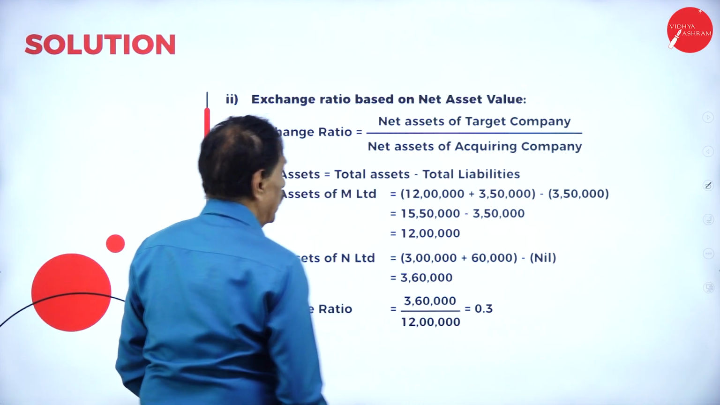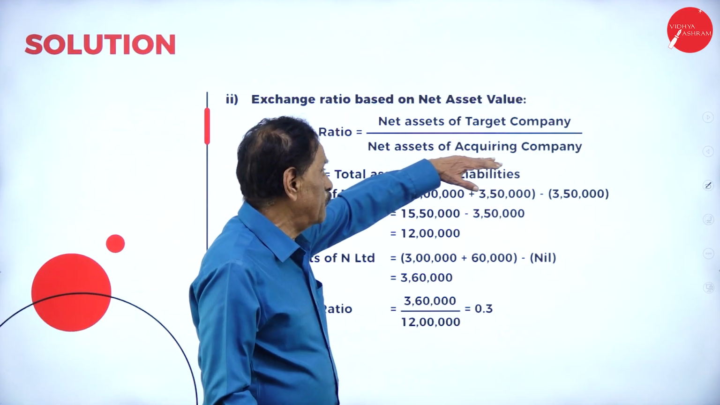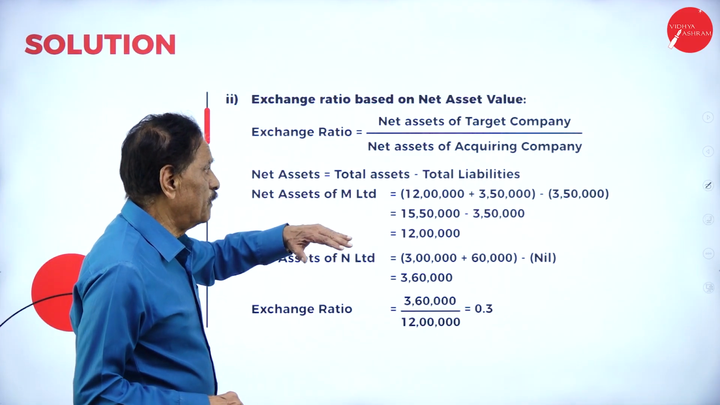Then exchange ratio based on net asset value: net asset of the target company divided by net asset of the acquiring company.